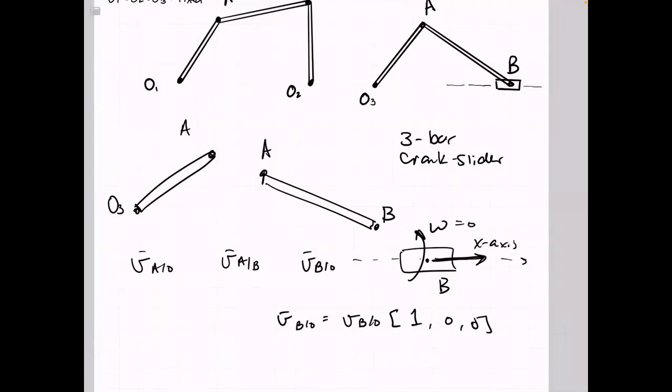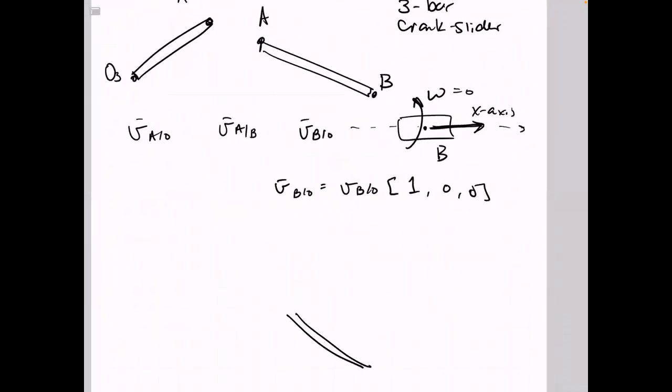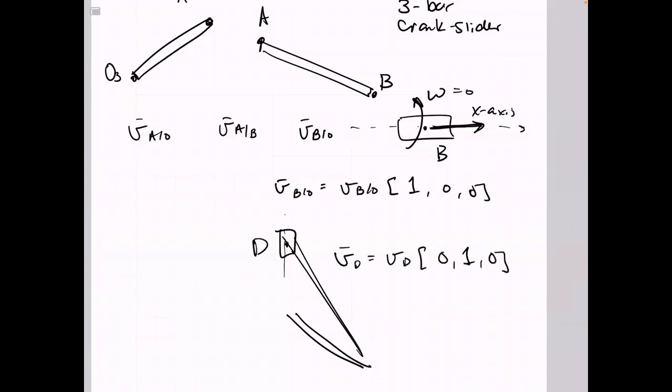Sometimes you might see these crank slider mechanisms where the slider is traveling vertically. In that case, let's call this D. The velocity of D would have a unit vector of 1 in the Y direction. The variable B with respect to O, or D with respect to the ground, have different unit vectors, but the variable is the same. The variable is still just that magnitude, because magnitude is not changing direction, and we don't have to take that with respect to what's going on with time.